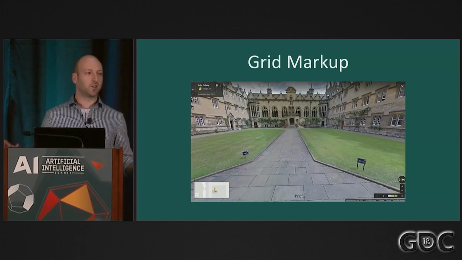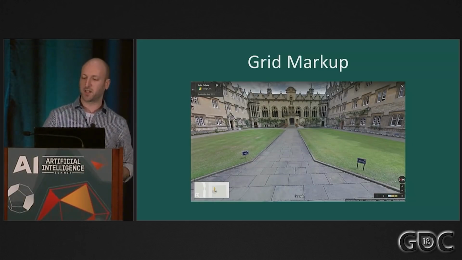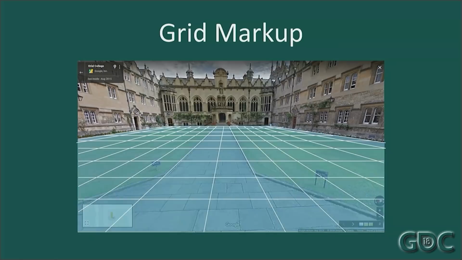So if you're using a grid for your navigation representation, it's relatively simple, right? You can mark up each cell in your grid with the terrain type, and then you can construct a cost function that will guide your agent along the pathways.